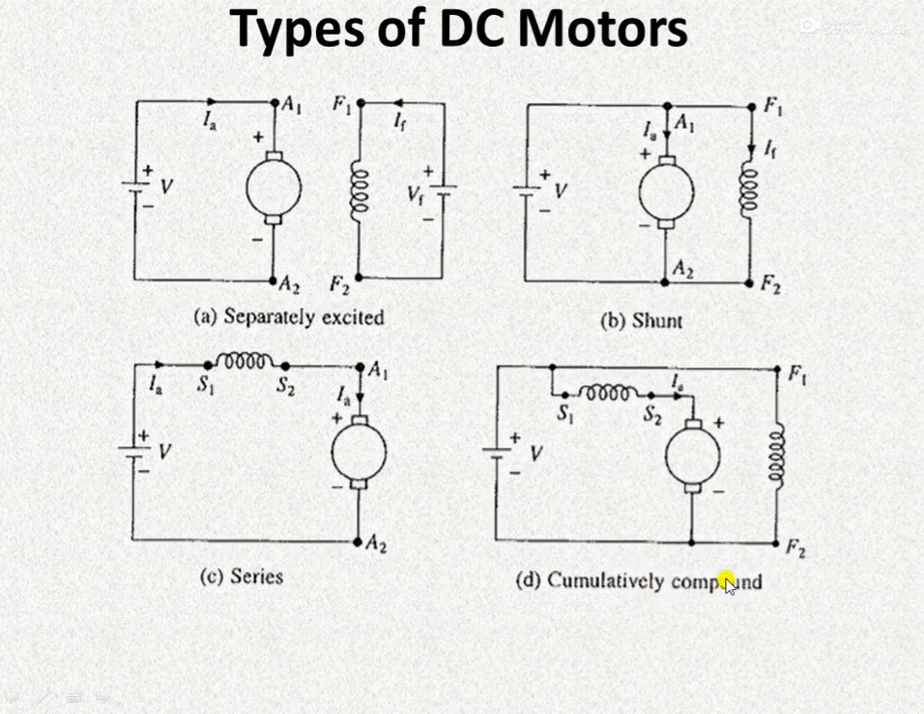In the case of compound motor, this is actually a combination of both shunt as well as series motor. So here you will be able to see both the windings, that is shunt field winding as well as series field winding. In the case of cumulatively compound, the flux produced by both these windings are aiding in nature. Whereas in the case of differentially compound, the flux produced by both these windings will be opposite in nature. That is the difference between cumulatively compound and differentially compound DC motor.